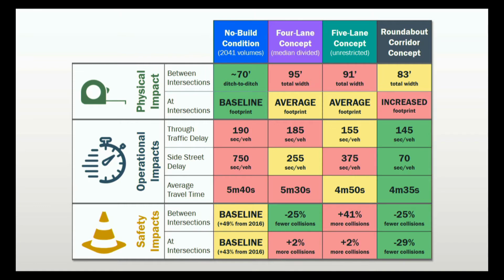And in terms of safety, again, the unrestricted option is very much red because we already have a 43% increase here, and we're getting even more than that, versus the access management having a median is able to at least reduce crashes from the baseline level in the future. So the common trend is essentially that the roundabout corridor is the best unless you happen to own property at one of the intersections.